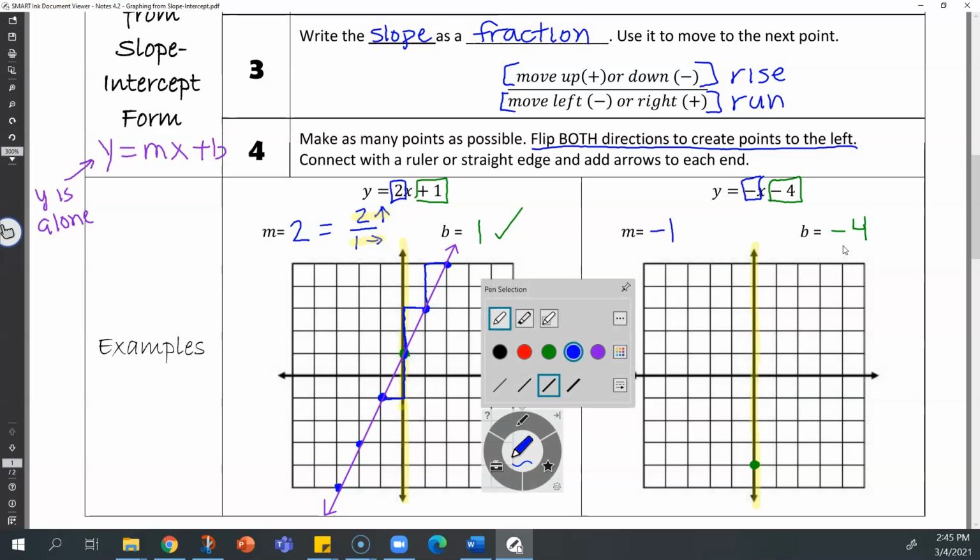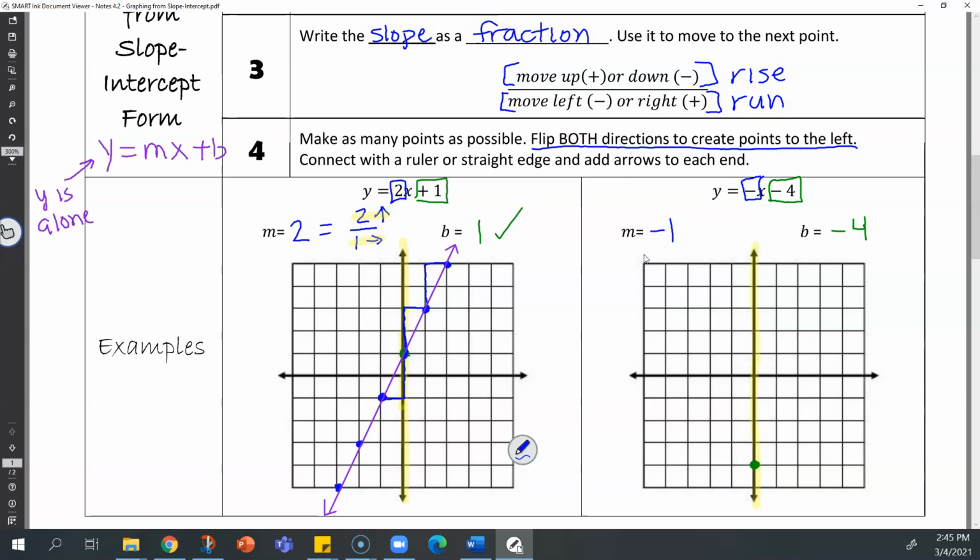From here, I'm going to use the slope to give me directions on how to get to the next point and the point after that and the point after that. We're going to do that by writing this as a fraction. Again, we're starting with a whole number, but that's not a big deal because I can write any whole number as a fraction by putting 1 underneath it. So my slope of -1 is written as the fraction -1 over 1.